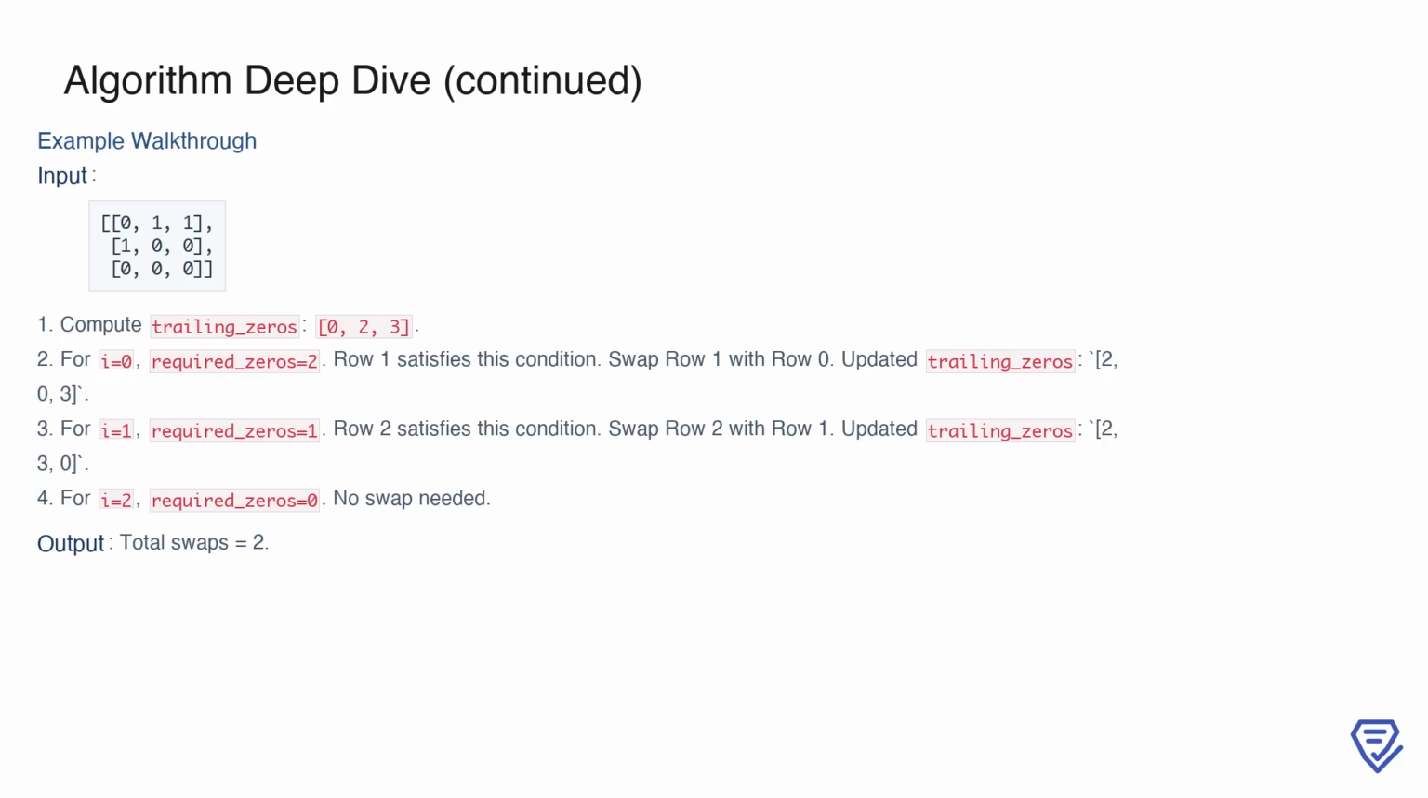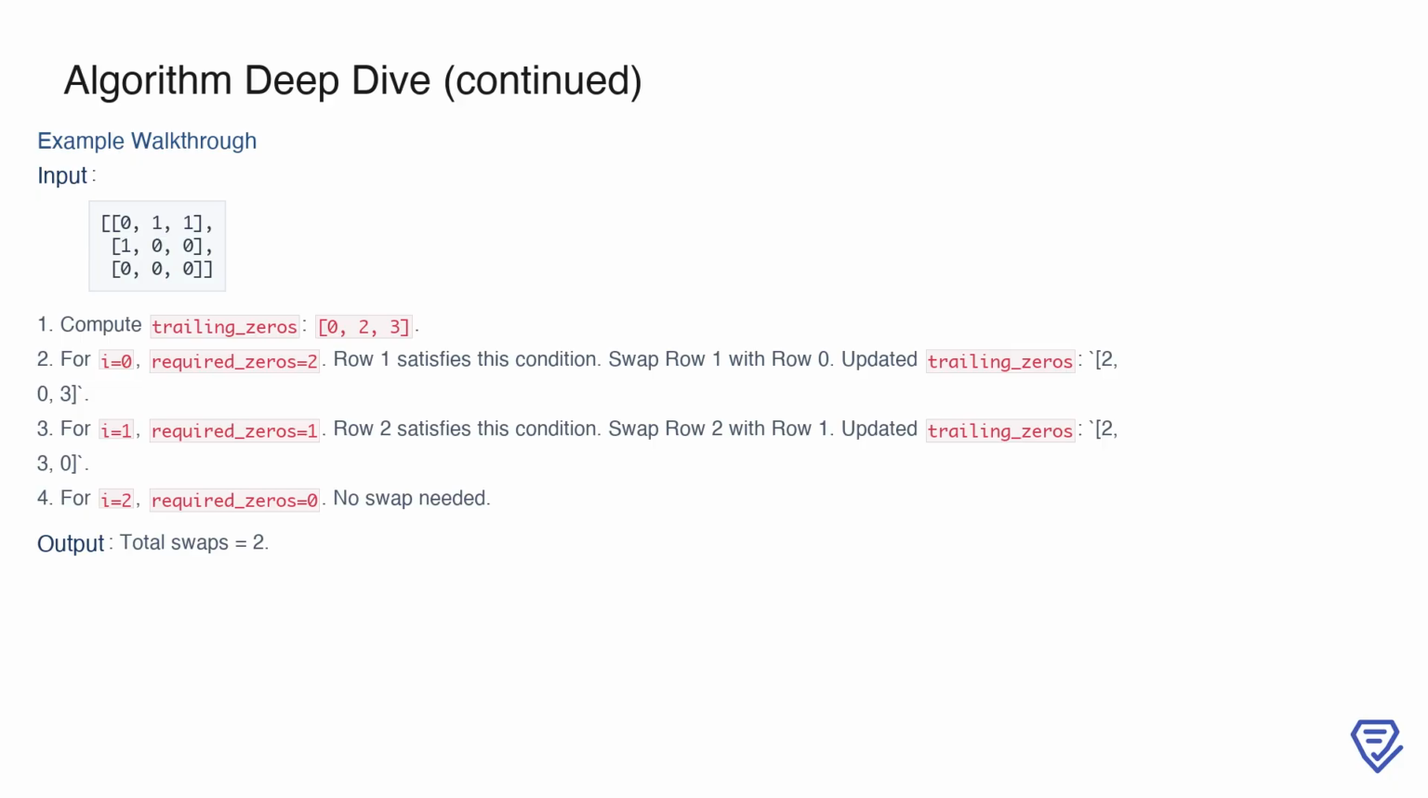Consider the input grid [[0, 1, 1], [1, 0, 0], [0, 0, 0]]. First, we compute the trailing_zeros array, which gives [0, 2, 3]. For row i equals 0, the required number of trailing zeros is 2. Row 1 satisfies this condition, so we swap row 1 with row 0. This updates trailing_zeros to [2, 0, 3].